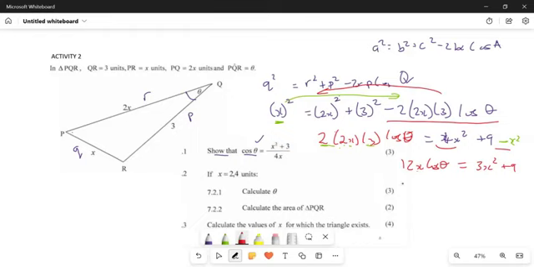How do you get cos theta as the subject? You're going to divide by 12x, and this side you're also going to divide by 12x. Then it says the cos of theta is going to be equal to... Now, if we look at the numerator, there's something we can take out which is common. What seems to be common?